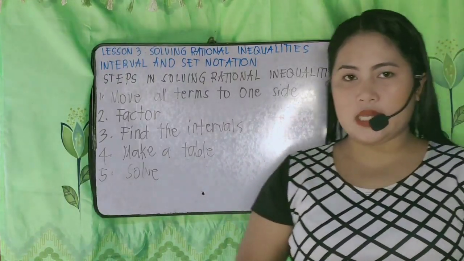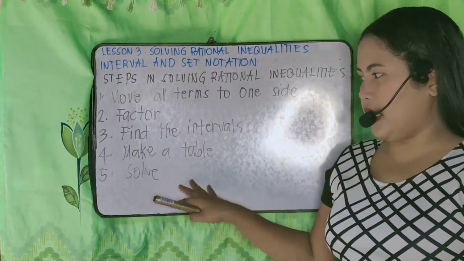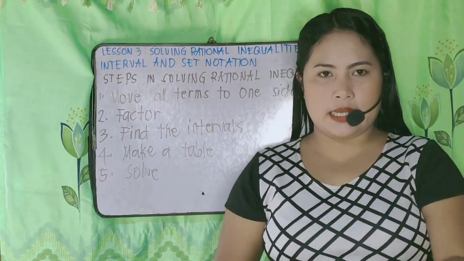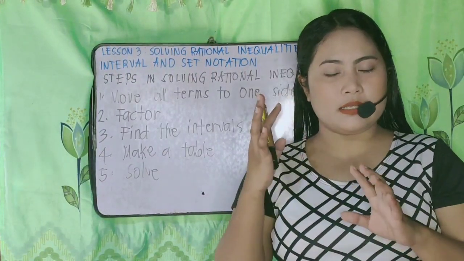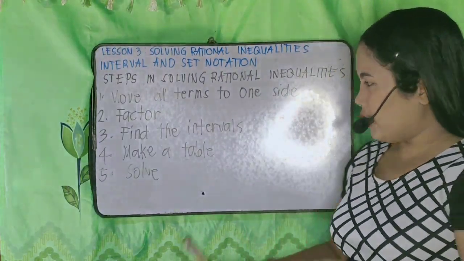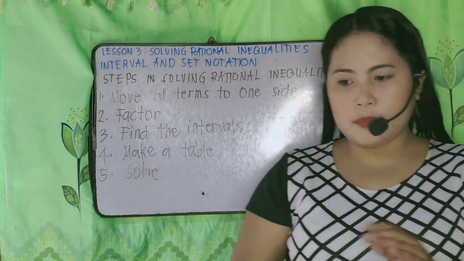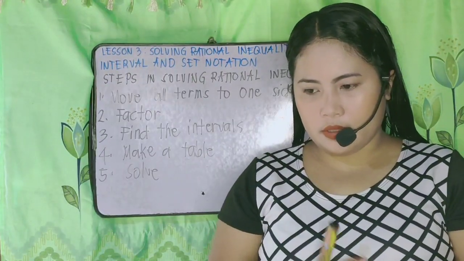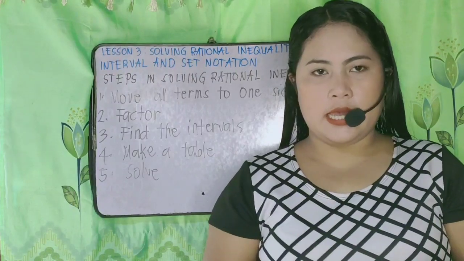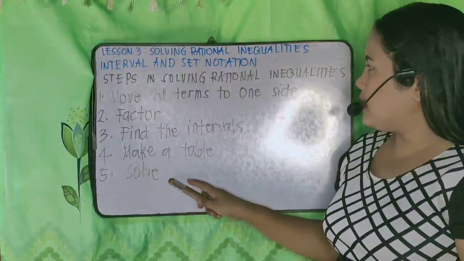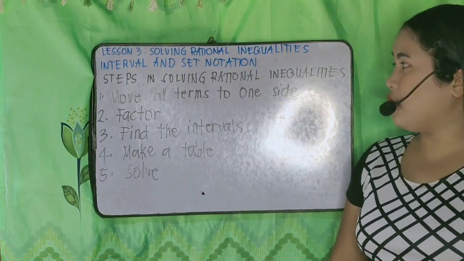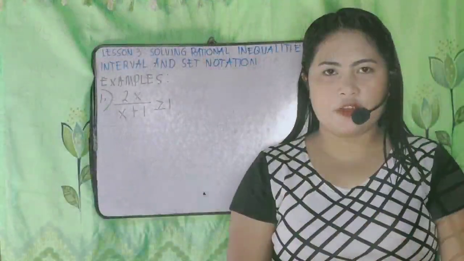Number 4, make a sign table. Meaning, yung mga ilalagay lang natin sa table is signs, yung number, hindi natin siya isasama. Okay po? Step number 5, solve. Be sure to check whether the inequality is satisfied by some or all of the endpoints. So ito yung 5 steps in solving rational inequalities that we need to follow. Let's proceed to our following examples.